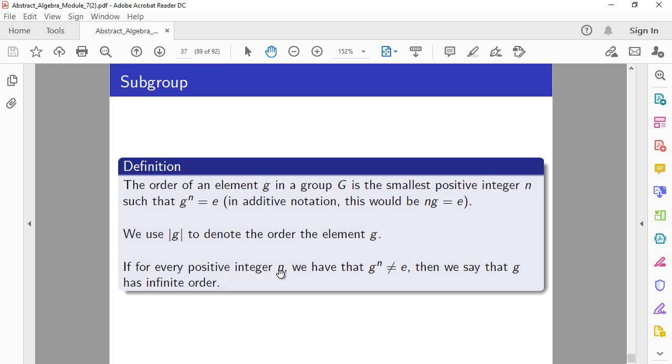If for every positive integer n, we have that g to the n is not equal to the identity, then we say that g has infinite order.